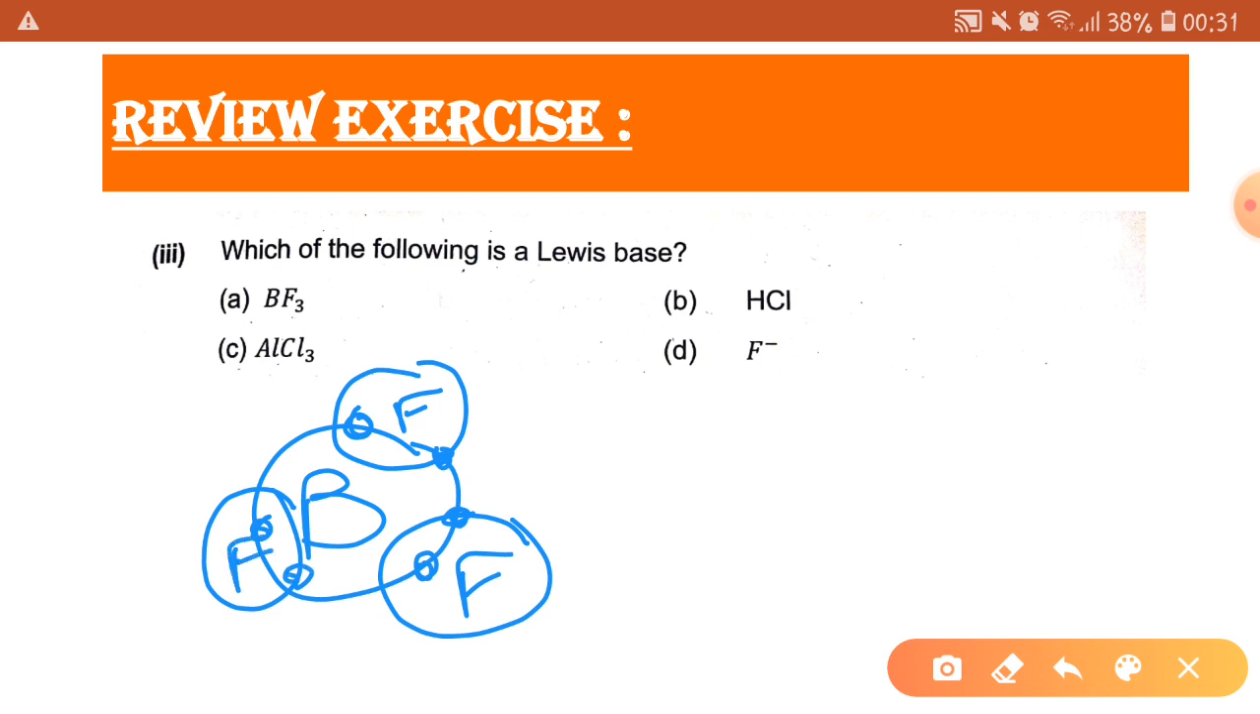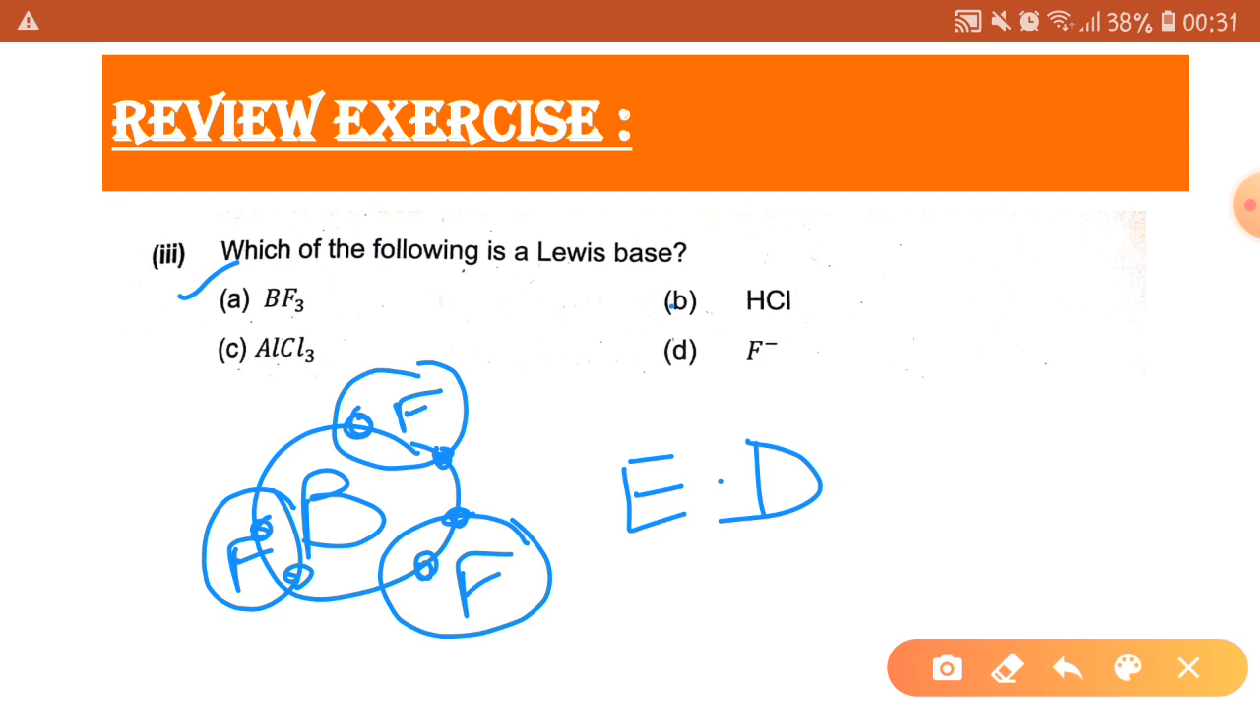Now, since this valence shell is still deficient of two more electrons to complete its octet, BF3 is an electron deficient molecule. Since it is an electron deficient molecule, it cannot be considered a Lewis base. Therefore, BF3 is acting as a Lewis acid here.